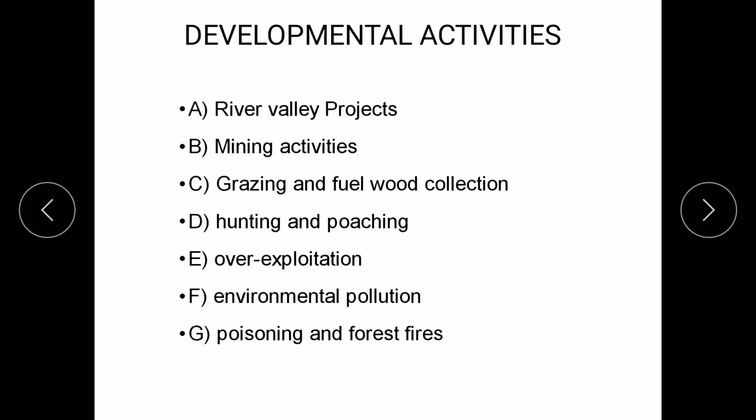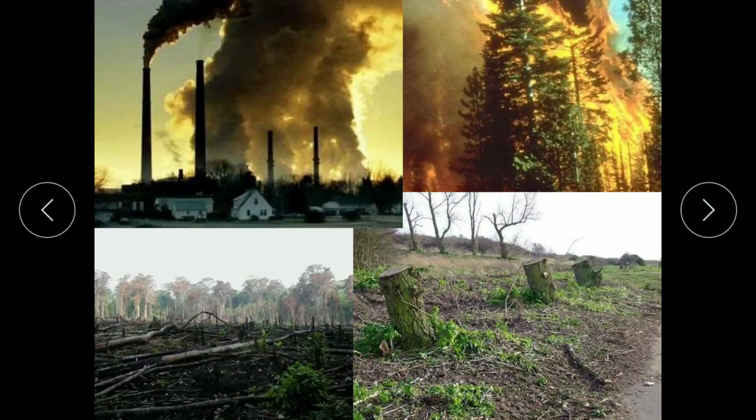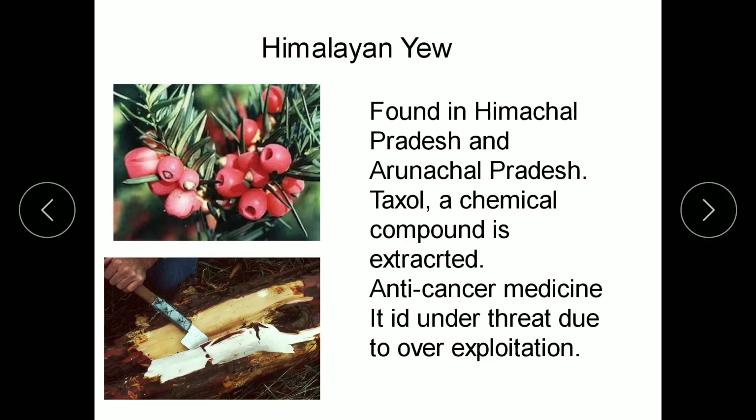Different types of environmental pollution are also responsible for this. Sometimes forest fire is also responsible for the depletion of forest. These are the things. Shifting cultivation. The Himalayan yew is found in Himachal Pradesh and Arunachal Pradesh. It contains taxol, a chemical compound which is used for anti-cancer medicine, and that species is now in danger.